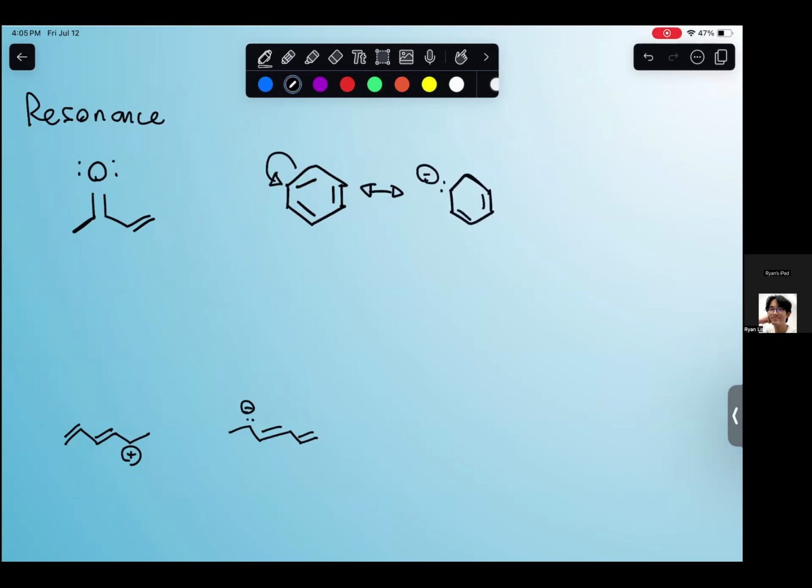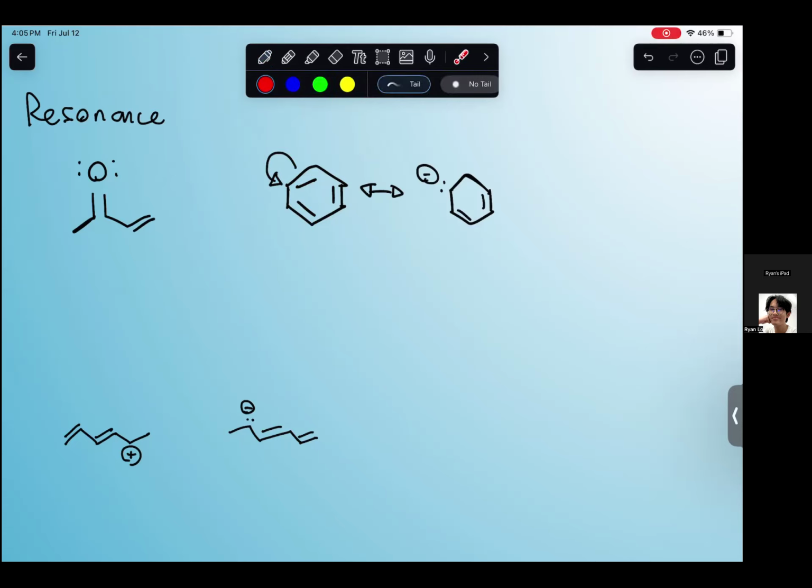Now, to kind of break down what I just did here, we started off with these electrons that are kind of here in the structure of a benzene, and we just moved them onto this carbon right here. Simple enough, yes?